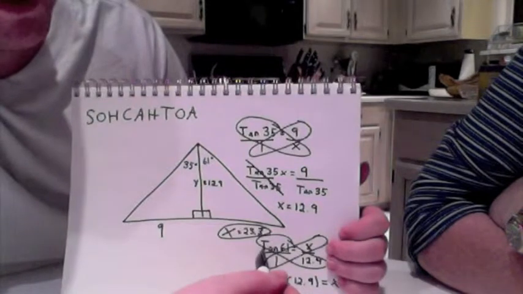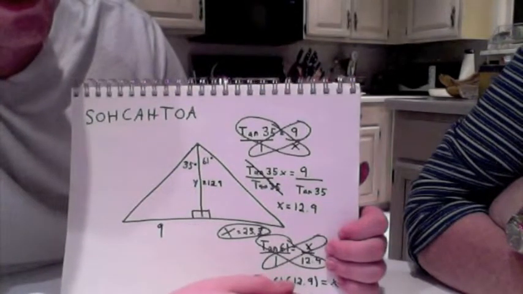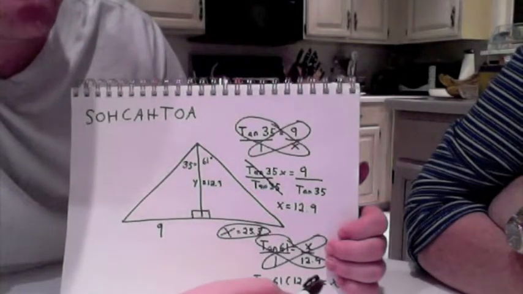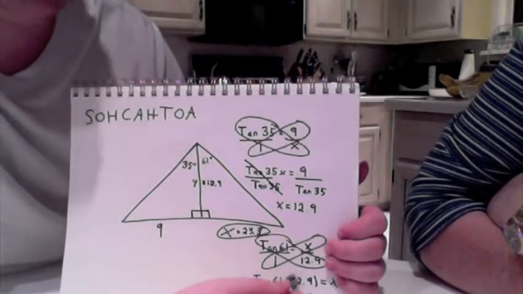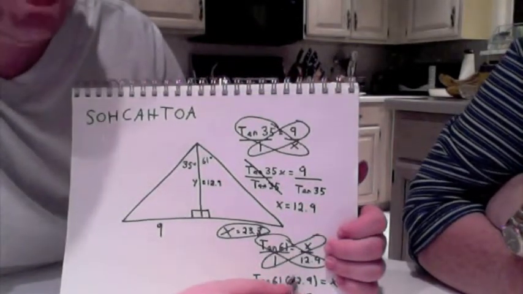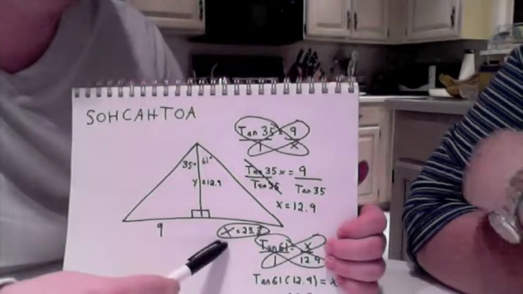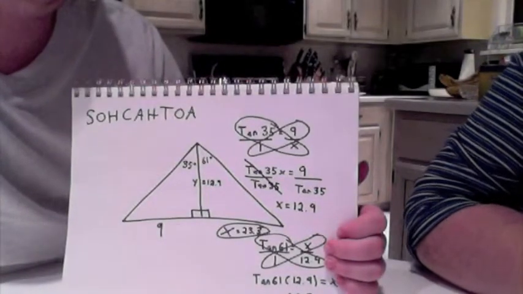Same thing, we're going to set it over 1 and cross multiply. And you're going to end up with tan 61 times 12.9 equals x. Because x is already by itself, how do we do that? Yeah, we just multiply tan 61 by 12.9. And we will get 23.3 equals x, and that is your side. Oh my gosh. And that is how you SOHCAHTOA twice.